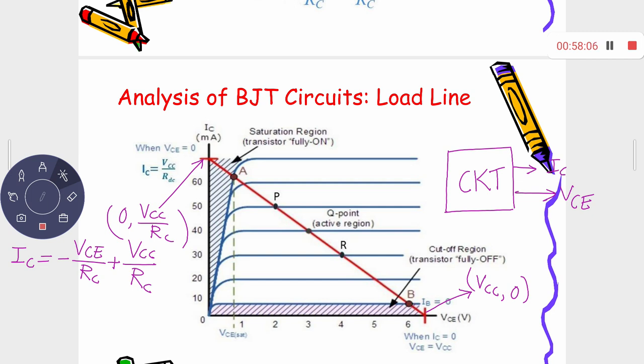If I allow the IC to vary from 0 to VCC upon RC, or if I allow the VC to vary from 0 to VCC, that should be my variation of this collector current IC with the VC. Surprisingly, you came to know that IC and VC, this current and this voltage, are not independent. Rather, this is resulting from a device. Let's discuss something like that.